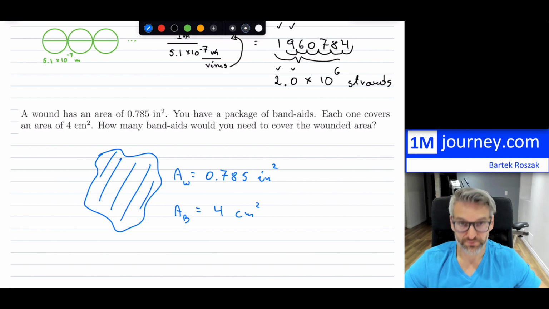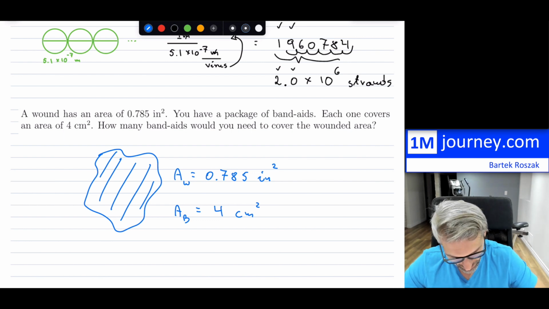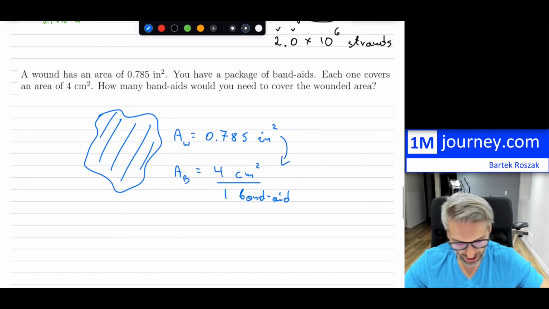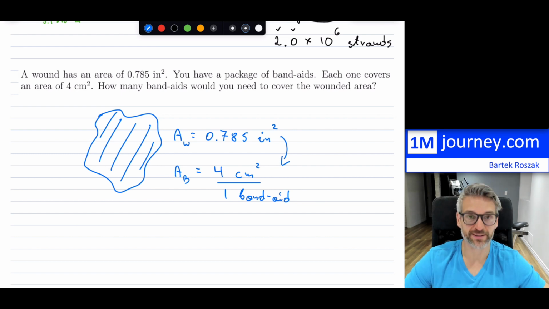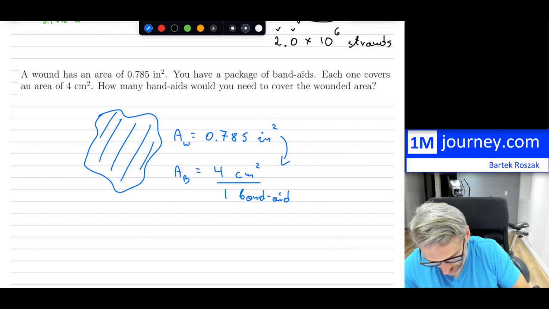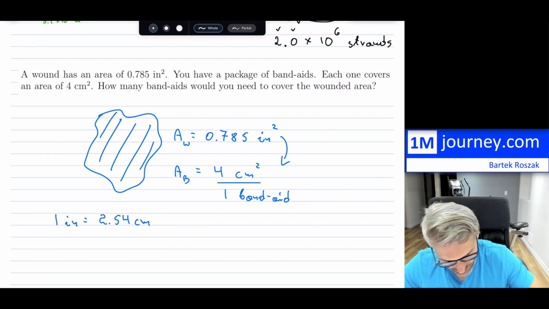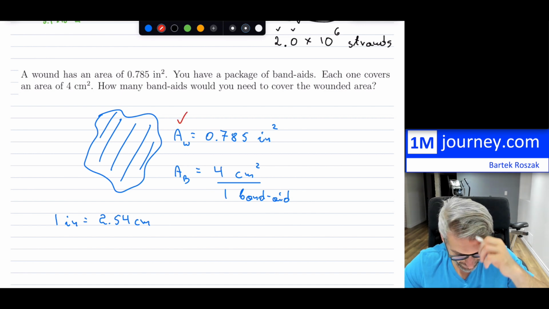Now, in order to cover this, you would need to know that this is per Band-Aid. So this is 4 centimeters squared per one Band-Aid. Let's put that in there. We're going to be dividing these two. We need the other number. Now, the problem is that this is in inches squared. And if you recall, 1 inch is 2.54 centimeters. So I want to convert this back to centimeters.